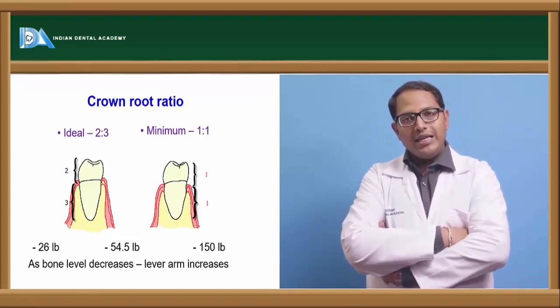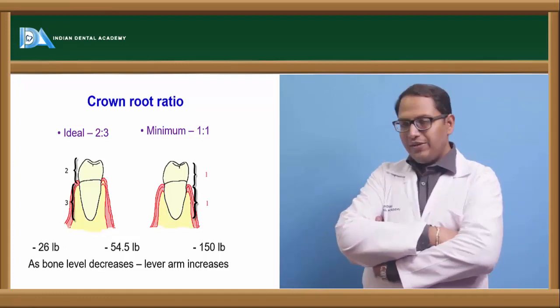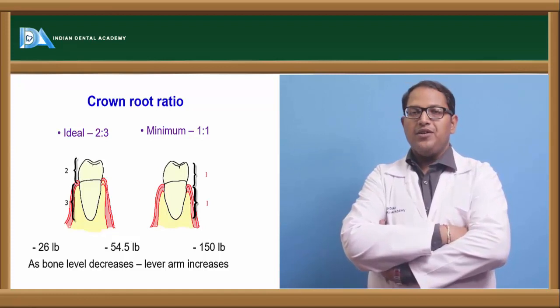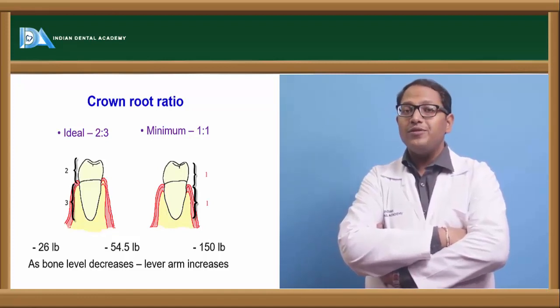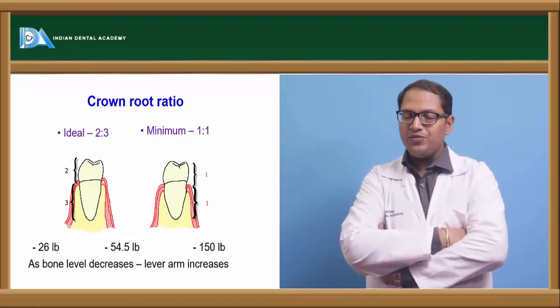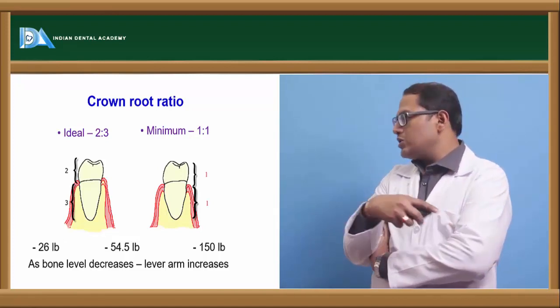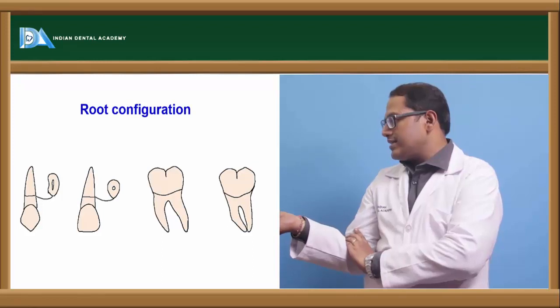What is the occlusal force that is coming onto each tooth? For anteriors it goes up to 26 lb. For premolars it goes up to 54 lbs. Whereas for the posteriors it goes up to 150 lbs, the masticatory force of a human being. So as the bone level decreases, the lever arm also increases in these cases.